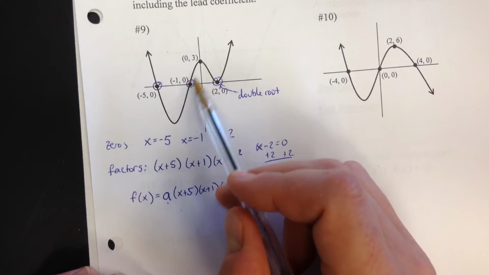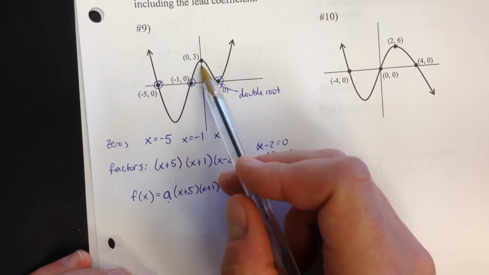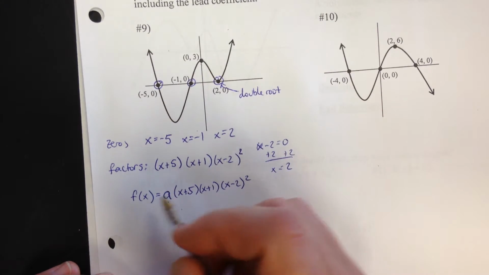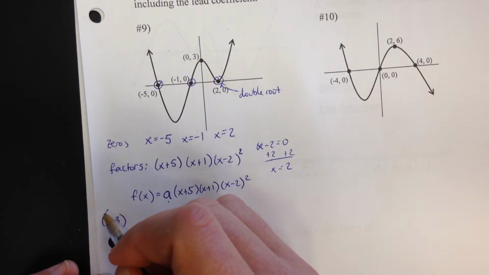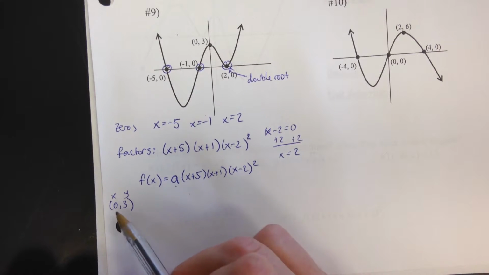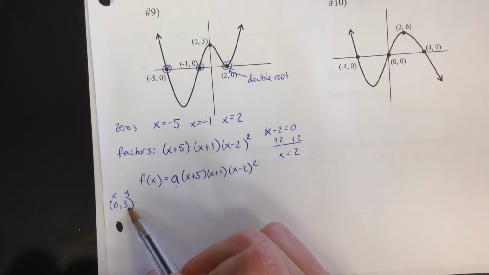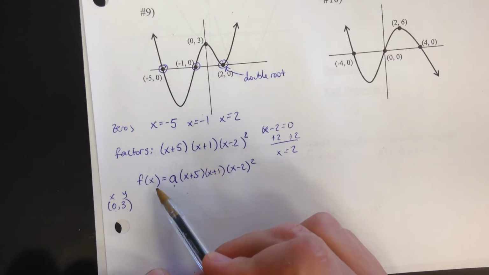Notice that you're given one other ordered pair. Okay, you've got 0, 3. So we're going to use that. And the idea, 0, 3, is that this is an x, y. If I plug in a 0 for x, I have to get a 3 for the y value. If I plug in a 0 for x, I have to get a 3 for the value of the function.